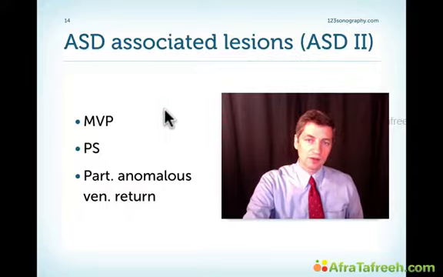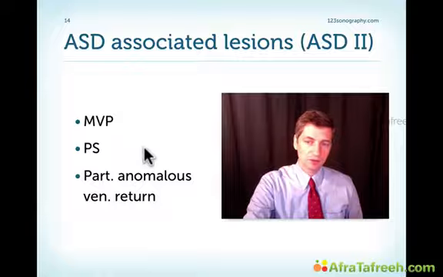What are the associated lesions we can expect? This is mitral valve prolapse, pulmonary stenosis, and partial anomalous venous return.